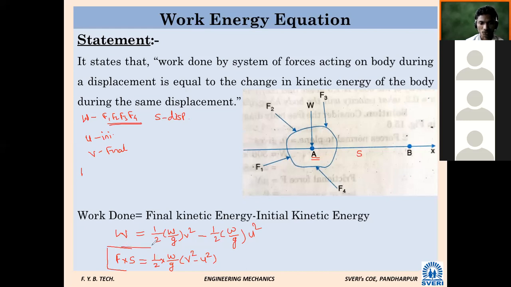This is the equation. This equation will be used to convert a dynamic problem into a static problem. Work done by the system of forces is equal to the change in kinetic energy, final kinetic energy minus initial kinetic energy. Force into displacement is equal to 1/2 into W upon g, V square minus U square. Like D'Alembert's principle, simple: F minus ma is equal to 0. Similarly, this equation we have to remember. Force into displacement is equal to 1/2 into W upon g, V square minus U square.